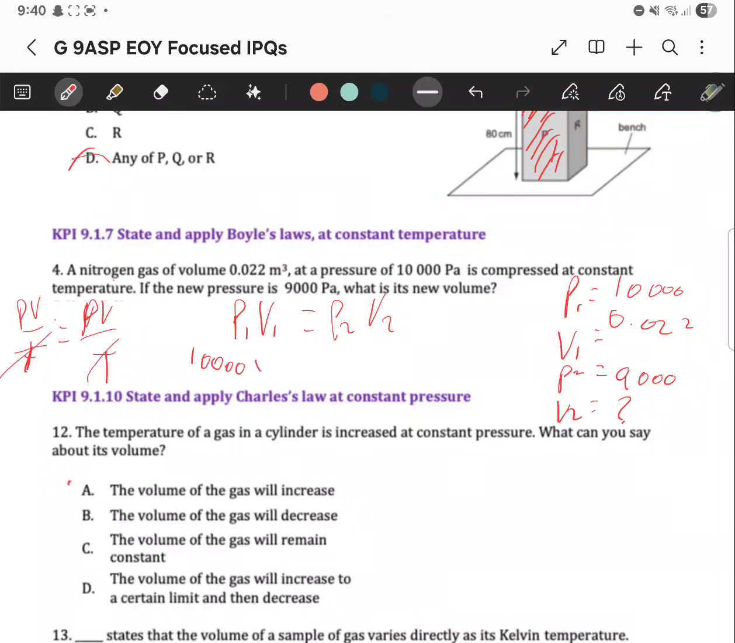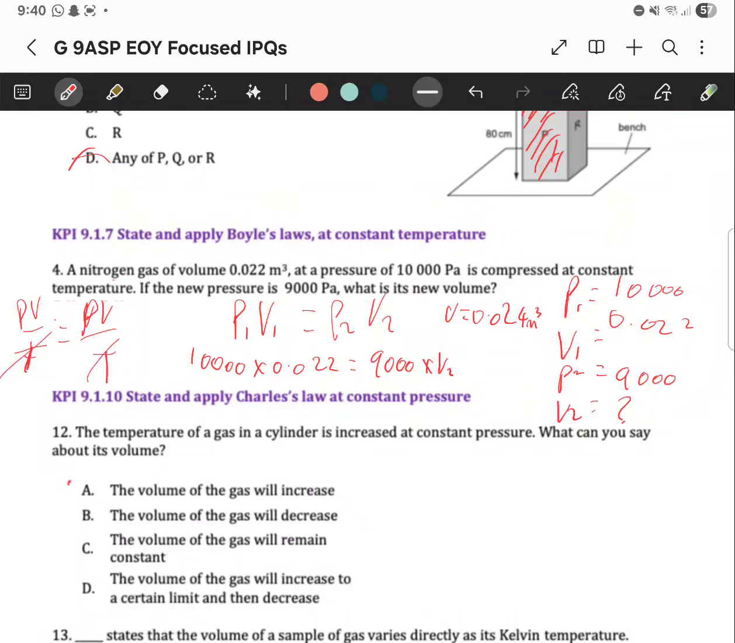10,123 multiplied by 0.022 equals 9,000 times V2. Okay, shift solving it, you'll get your answer. Hopefully you'll get 0.024, and that'll be in meters cubed. Volume is measured in meters cubed, or liters you could use.